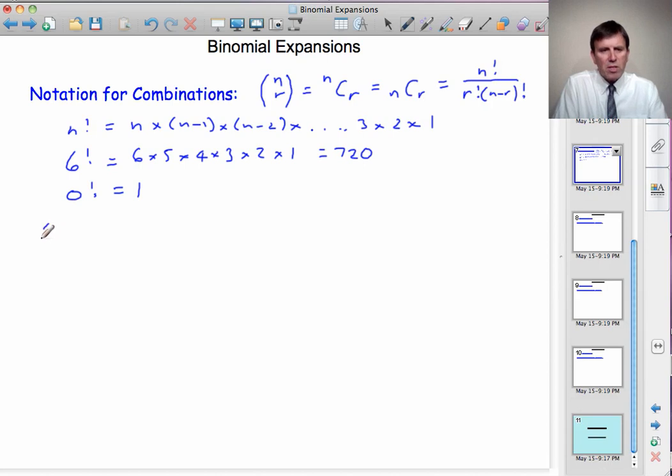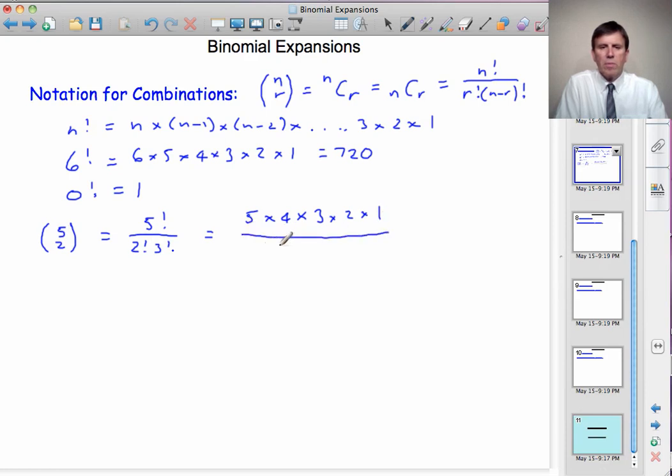We'll begin with 5C2. The number of ways of choosing 2 objects from 5, and that's given by 5 factorial divided by 2 factorial multiplied by 3 factorial. Here the r is 2, so we've got 2 factorial, and the n minus r is 5 minus 2, which is 3, so we've got 3 factorial. Now we can write that out in full as 5 times 4 times 3 times 2 times 1 divided by 2 times 1 multiplied by 3 times 2 times 1. And you can see I've got just as many numbers on the bottom as I have on the top.